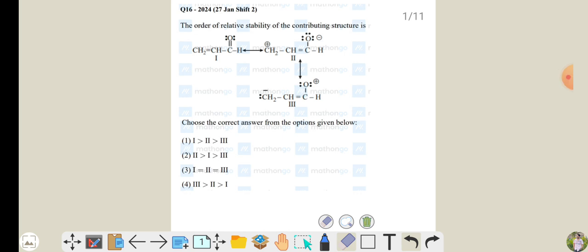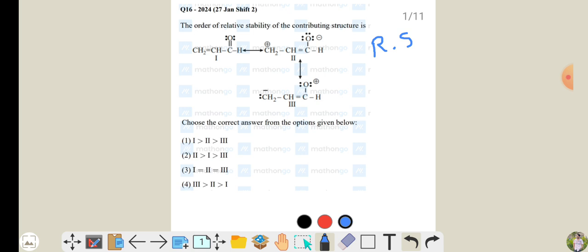So let's start again. Read the question. First question: the order of relative stability of contributing structures is. Whenever this type of question comes, these are known as resonating structures. If you have studied resonating structures, there are some points which you have to remember, and a straightforward question will be asked to you.